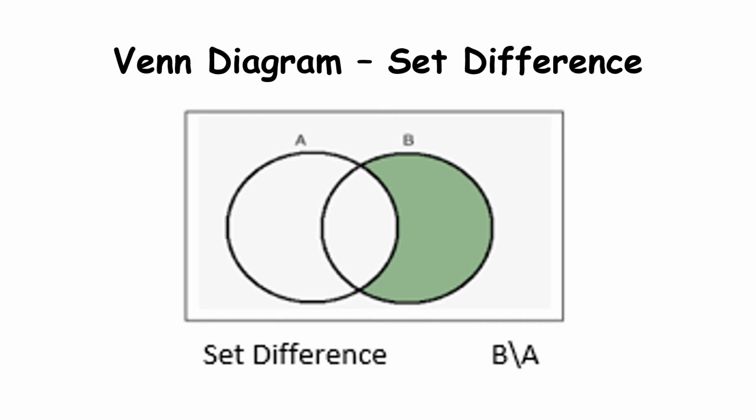Set difference is less or take away. Remember, the word difference in maths means to subtract. So it's B take away A. So if you have the whole circle B and you take away anything that was from circle A, what we're left with is the shaded bit here.